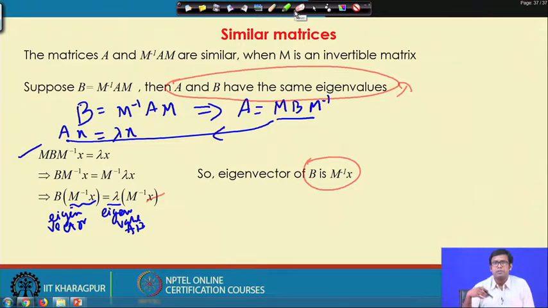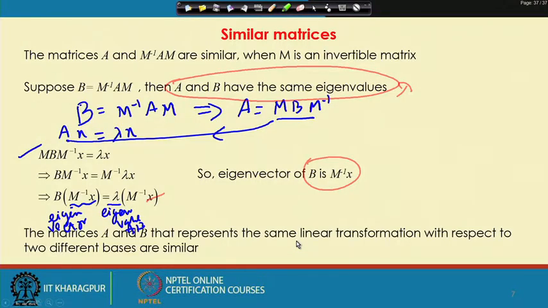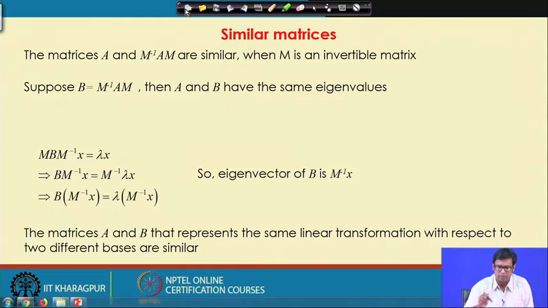So this follows from the definition of similar matrices. A and M inverse AM are similar and they will have the same eigenvalues. The matrices A and B that represent the same linear transformation with respect to two different bases are similar. If A and B represent the same linear transformation, but with respect to two different bases, then A and B are also called similar matrices, and this property holds.